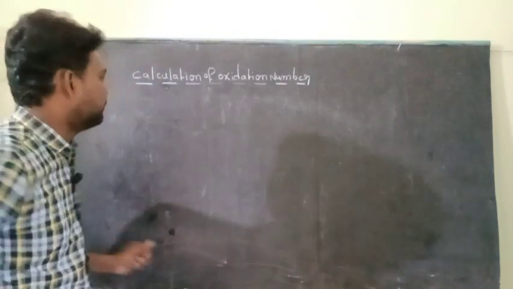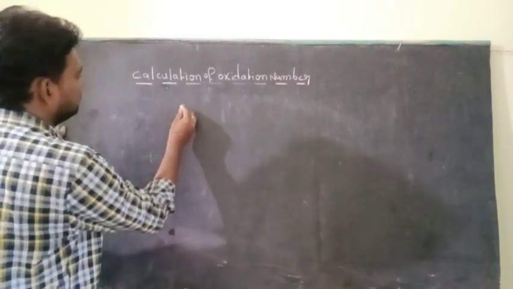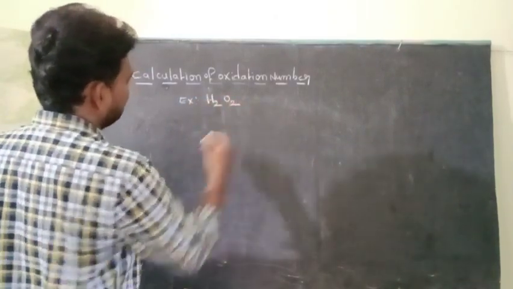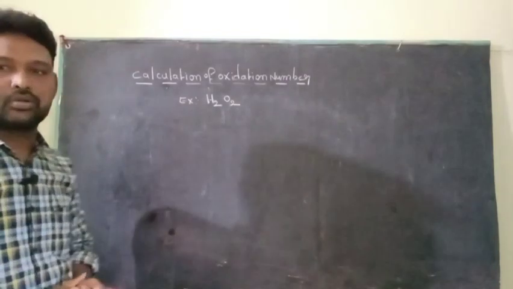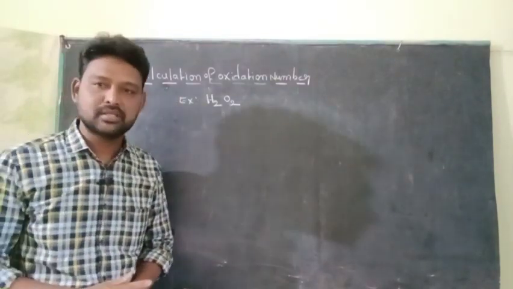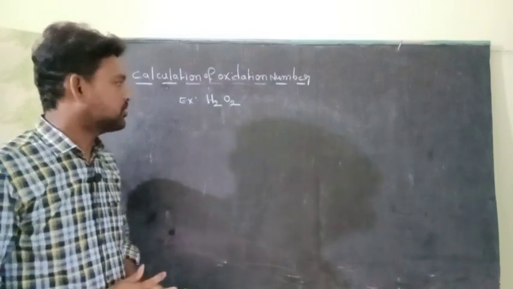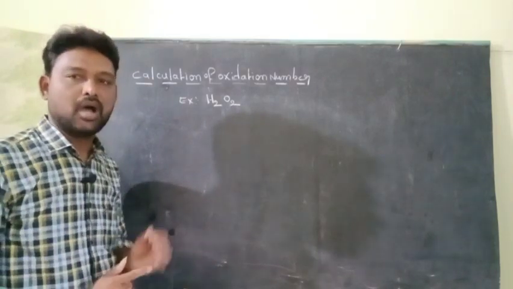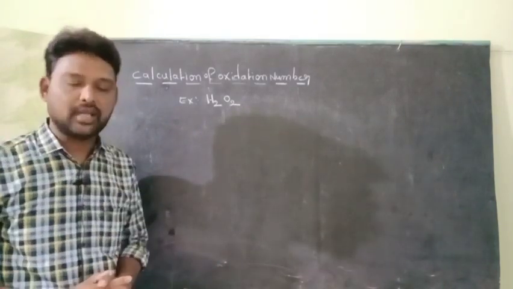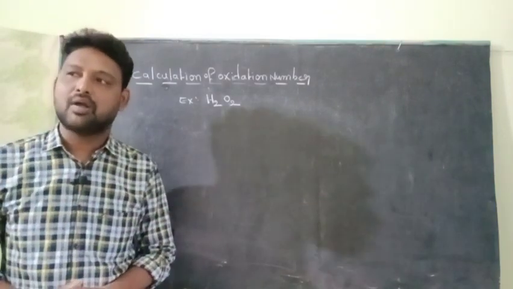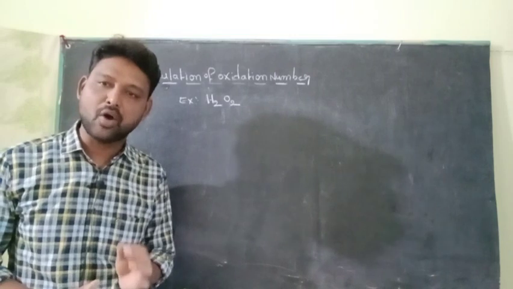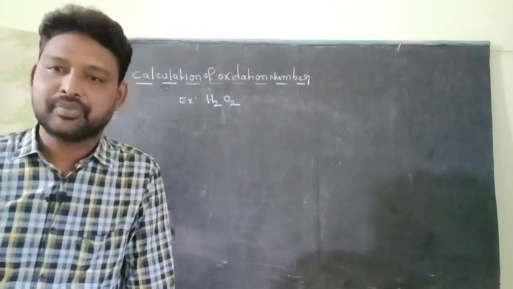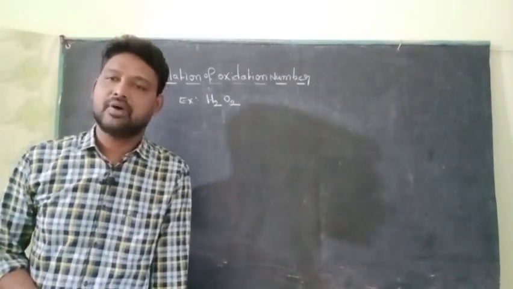Okay. So for example, H2O2. The compound name is hydrogen peroxide. So this compound is a peroxy compound. First we know the peroxy oxygen atoms. Already you know that for the oxygen atom, what is the oxidation number of oxygen? The minus 2 is the oxidation number of the oxygen atom.